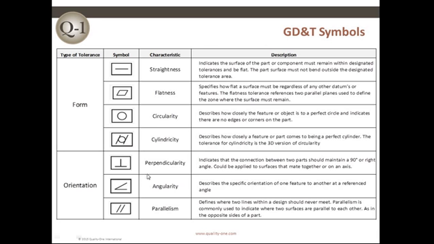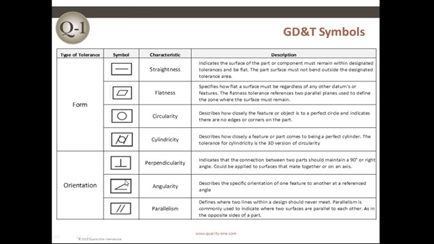Then friends, next one is perpendicularity. This symbol is perpendicularity, when you want to show in your drawing that some feature is perpendicular to another, that time you are going to show this symbol. It indicates that the connection between two parts should maintain a 90-degree or right angle. It could be applied to surfaces that mate together or on an axis.